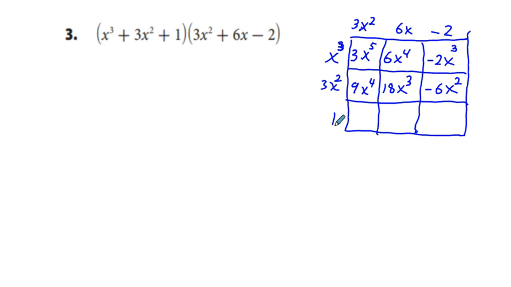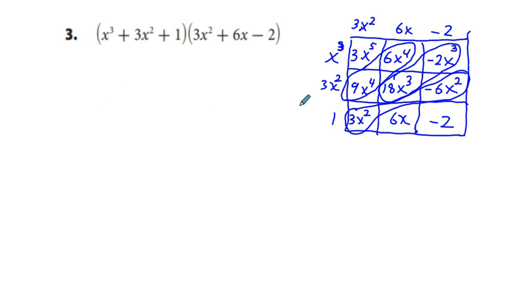And then our last row is going to be 1 multiplied by everything, so we can just copy what's on top here: 3x squared, and then 6x, and negative 2. And then we look for like terms. When you do it this way with the box method, you have your like terms kind of lined up in diagonal arrangements like this. And finally, it's a little bit off here. This 3x squared goes with this negative 6x squared.